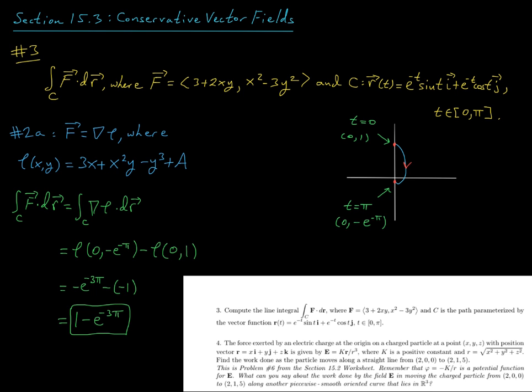All right, so the fact that F is equal to the gradient of φ implies that the line integral of F over this path C is equal to the line integral of the gradient of φ over that path. And now the fundamental theorem of line integrals says that this integral right here is just the potential function φ evaluated at these two endpoints, and then I'm taking the difference. And when I do that, I'm going to get this value, 1 − e^(−3π).